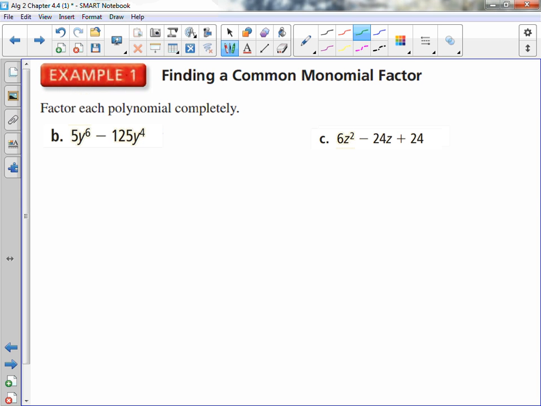So when I look at this here, is there a greatest common factor between 6z squared, negative 24z, and 24? There is one. It is 6. This time we don't have a variable. It's just 6, because there's not a z in all 3 terms: z squared, z, no z. So the only thing I can do is divide 6 out of all 3.